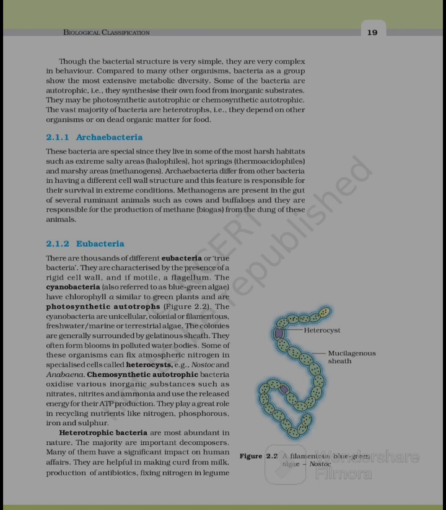Though the bacterial structure is very simple, they are very complex in behavior. Compared to many other organisms, bacteria as a group show the most extensive metabolic diversity. Some of the bacteria are autotrophic, that is, they synthesize their own food from inorganic substrates. They may be photosynthetic autotrophic or chemosynthetic autotrophic. The vast majority of the bacteria are heterotrophs, that is, they depend on other organisms or on dead organic matter for food.